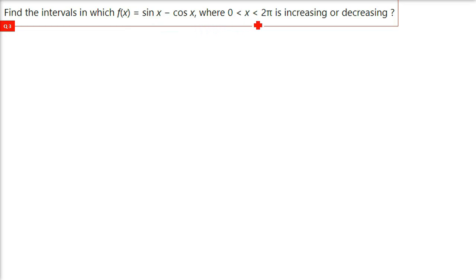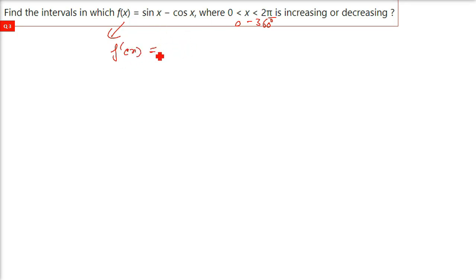We have to find the intervals in which sin x minus cos x, where x is between 0 and 2 pi (2 pi is 360 degrees), is increasing or decreasing. So we are talking about increasing and decreasing functions in the interval 0 to 360 degrees. I am differentiating it now.